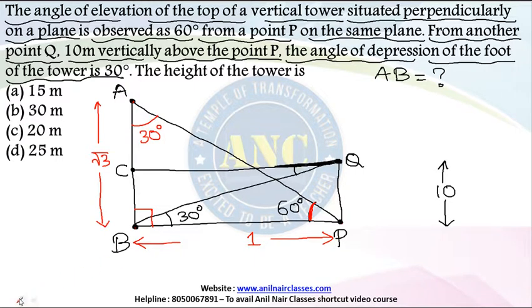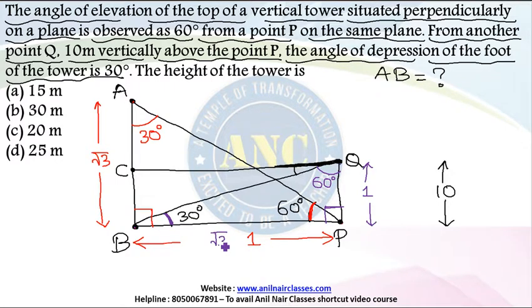If I take another triangle, let me take triangle BQP. Here angle P is 90 degrees. This is 60, this is 30 degrees, and this should be 60 degrees. Same logic I would like to implement once again. Opposite to 30, if it is 1 unit, according to my assumption, opposite to 60 will become root 3 in that case. That means this BP value will become root 3, right?